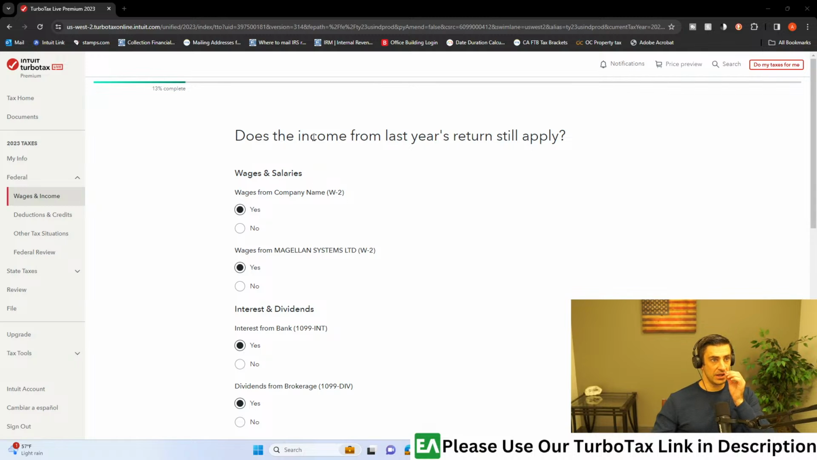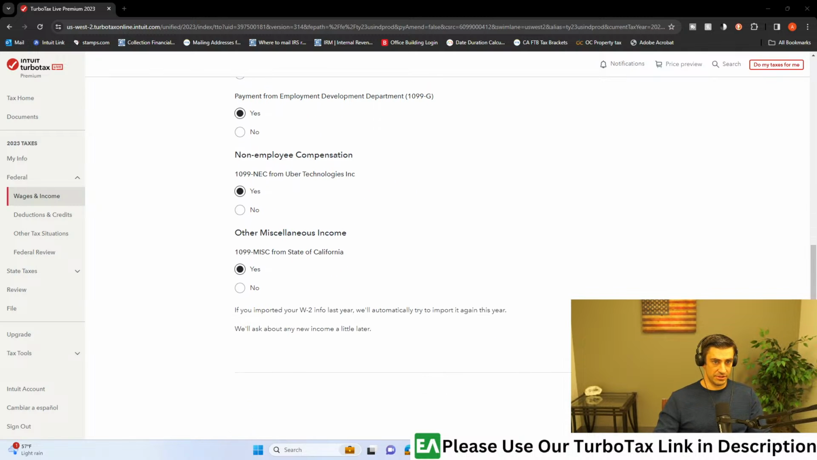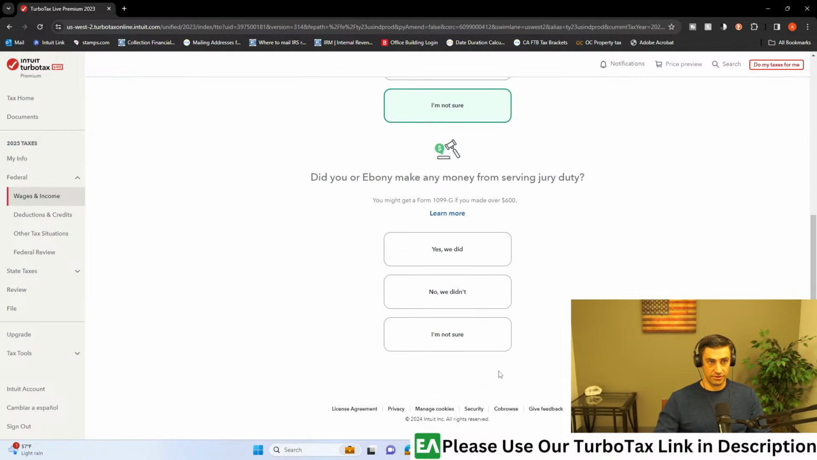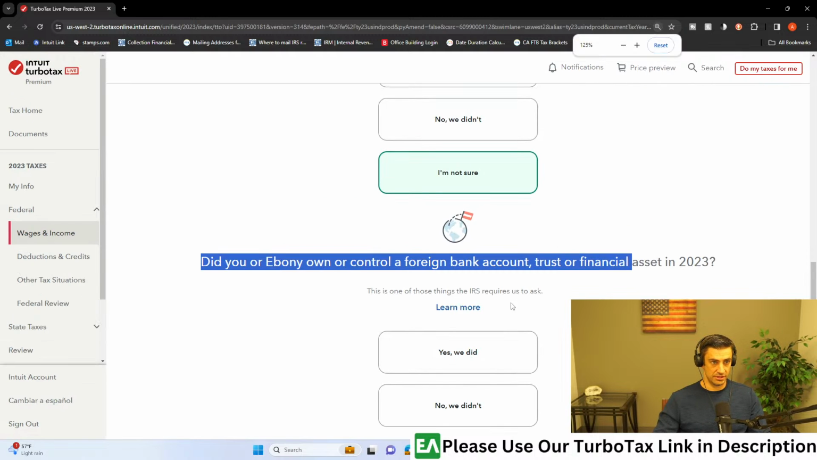Here we go. Does the income from last year's returns still apply? Look at that. I had a lot of bogus stuff. You know what? I'm just going to say, yeah, I do. Man, they make it so difficult to finally get to the part where you actually need to put stuff in. Did you withdraw money from your retirement account? I'm just going to say I'm not sure for now. We're just going to do, did you own or control a foreign bank account? So obviously, if you did one of those, let's see this one.